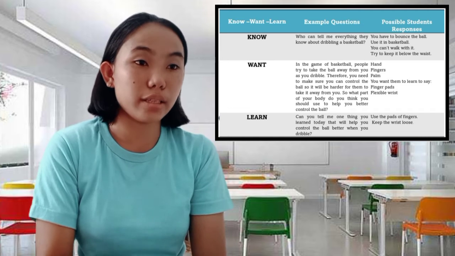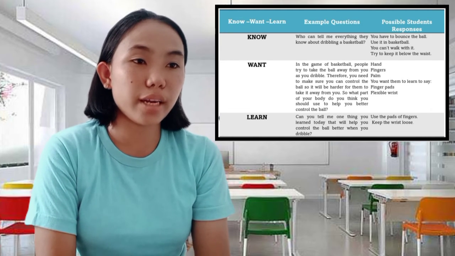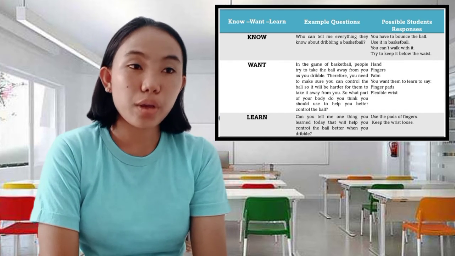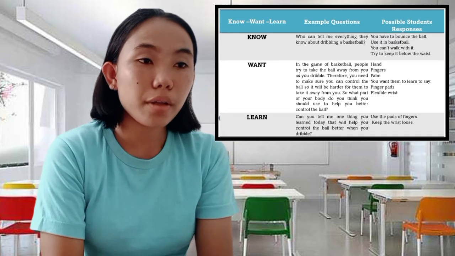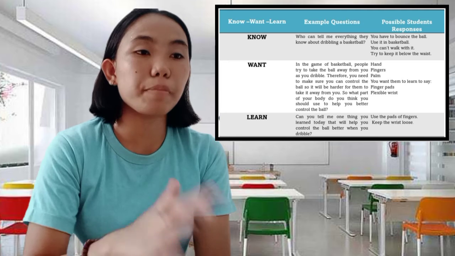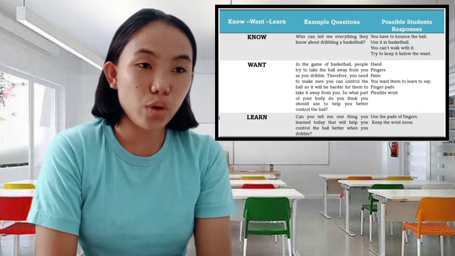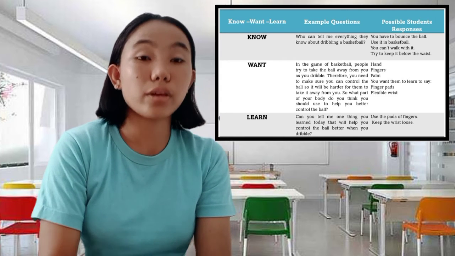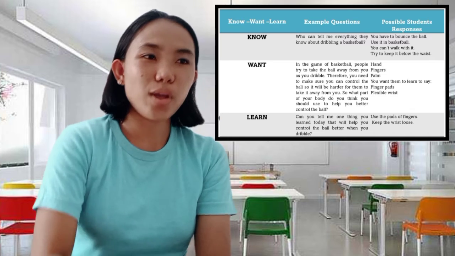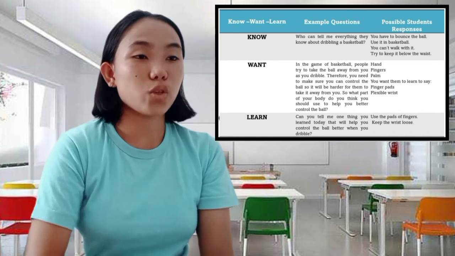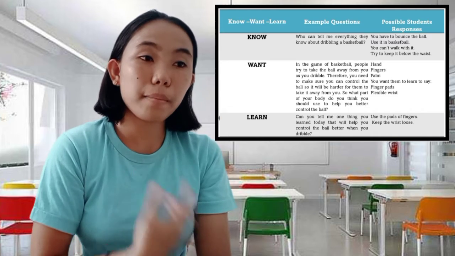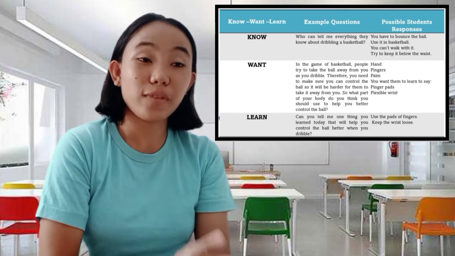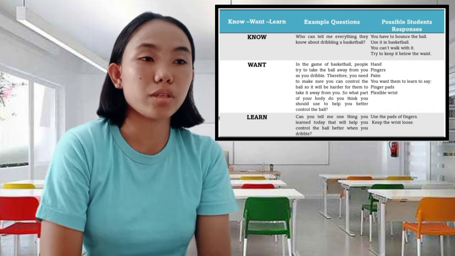So next we have want. The example question here: in a game of basketball, people try to take the ball away from you as you dribble. Therefore, you need to make sure you can control the ball so it will be harder for them to take away from you. So what part of your body do you think you should use to help you better control the ball? Students might have different responses. So we have here hand, fingers, palm, or you want them to learn to say finger pads, flexible wrist. So those are the possible answers of students.